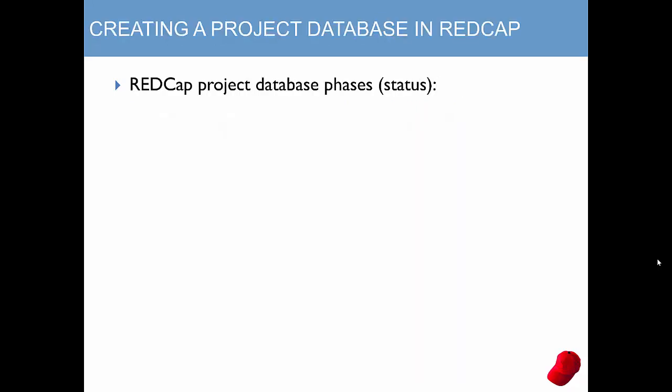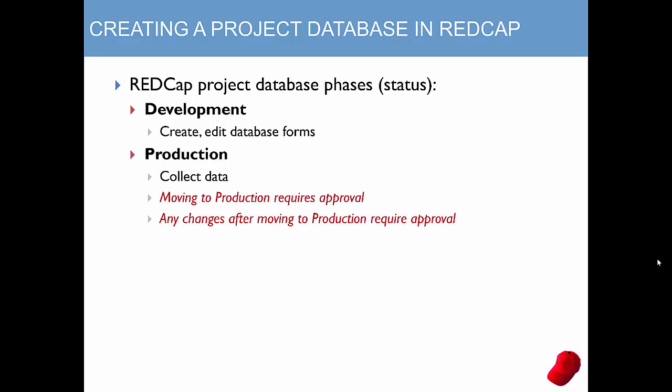There are 4 stages to a Redcap project. In development, you'll create and edit your database forms and test your project. Production is where you're actually collecting real research data. Moving to production requires approval. We'll verify that your project meets the requirements to be using Redcap, and we'll run some quick checks on your project to help make sure that it's designed to help you collect the cleanest data possible.